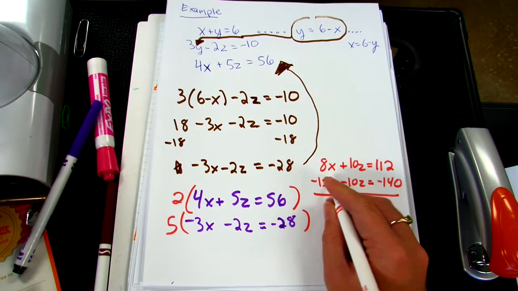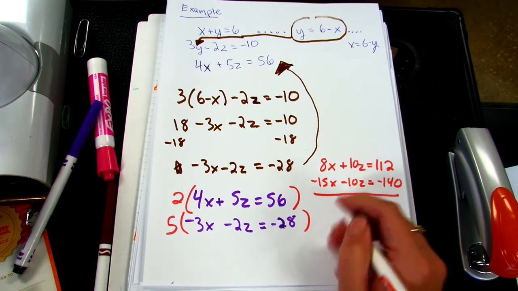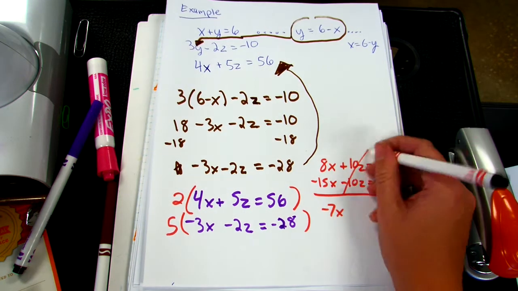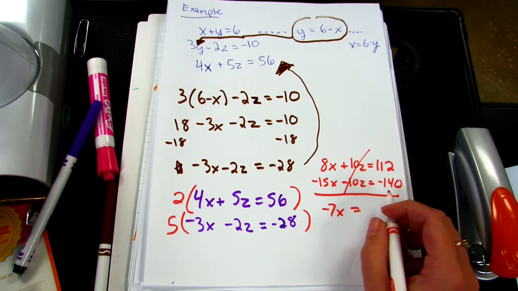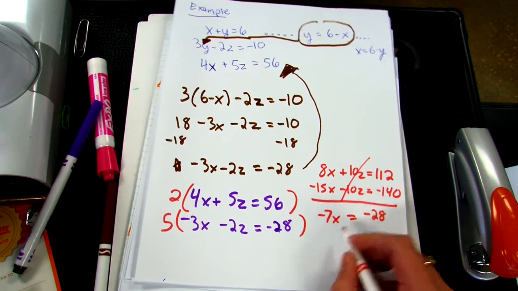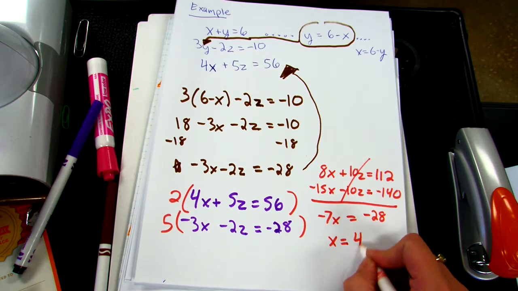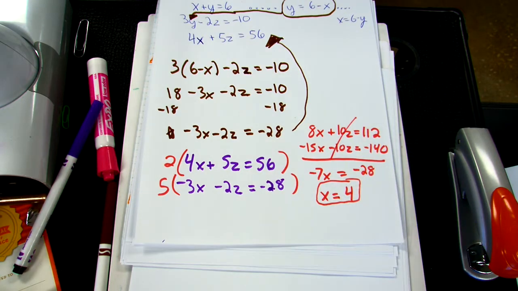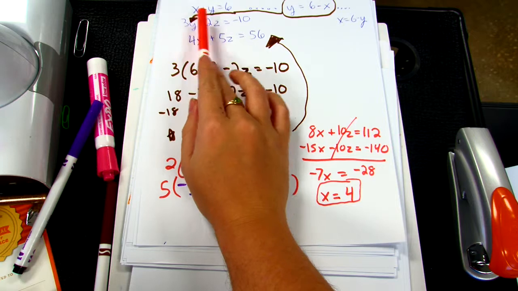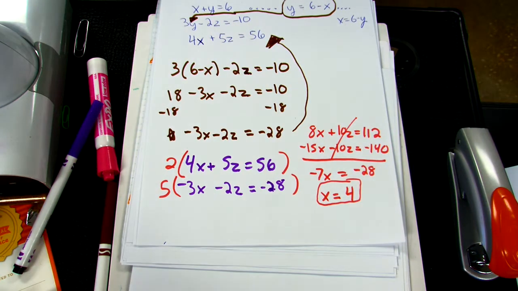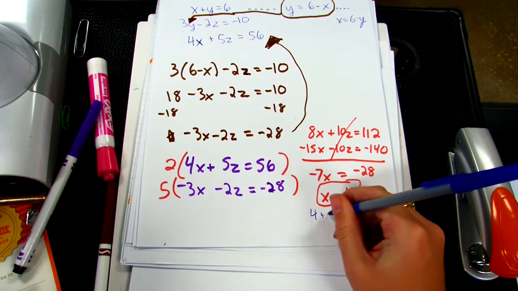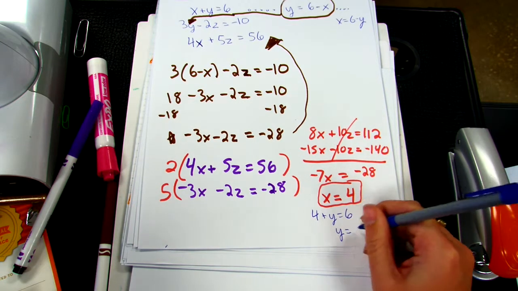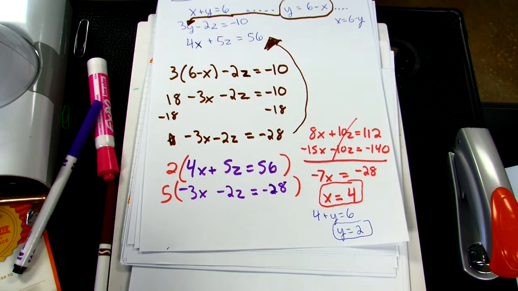Okay, when I add those together, 8 minus 15 becomes negative 7. My z's cancel. And then 112 minus 140 becomes negative 28, which means that x is equal to positive 4. All right, now that I have an x, I want to plug x equals 4 into an equation that has x and one other variable, which my first equation was x plus y equals 6, so that's a perfect equation, right? So 4 plus y equals 6, which means y is equal to 2, right? So now I have my x and my y.